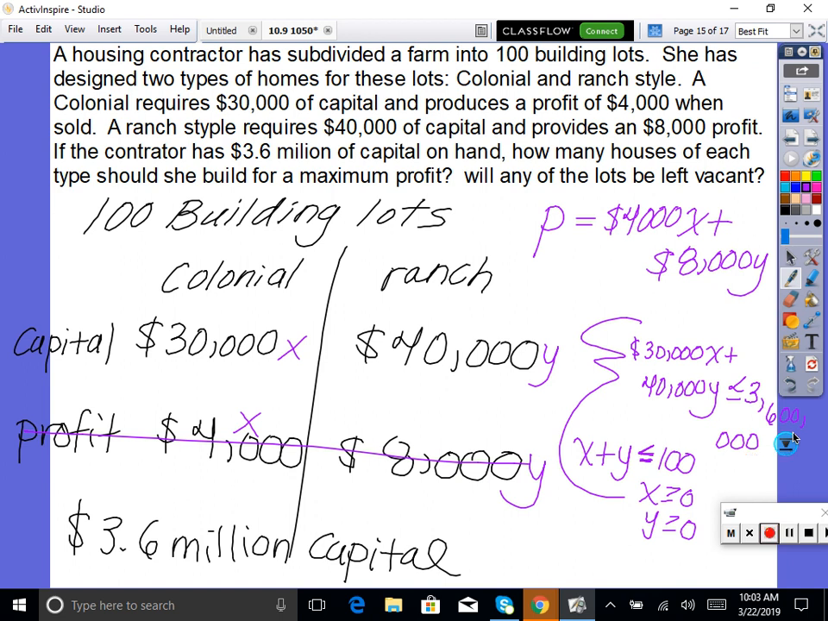How did we find those? So you got it into y equals mx plus b, and then you set each of those equal to each other, right? And then solve for x. Once you know x, you've got to plug it into one or the other to find the y, and then there you go. And then you plug it into your profit equation.